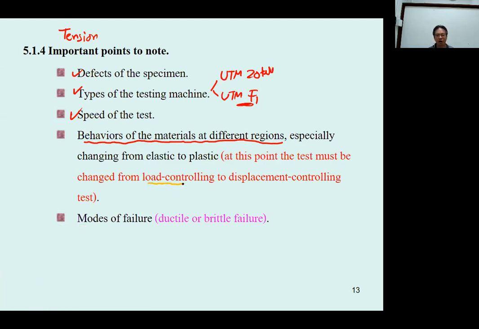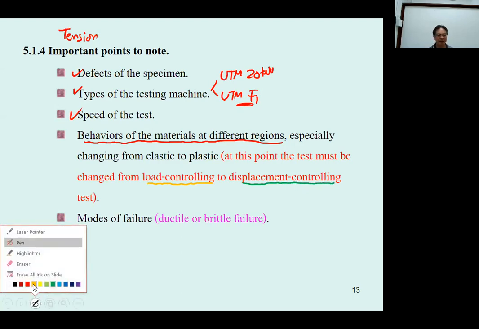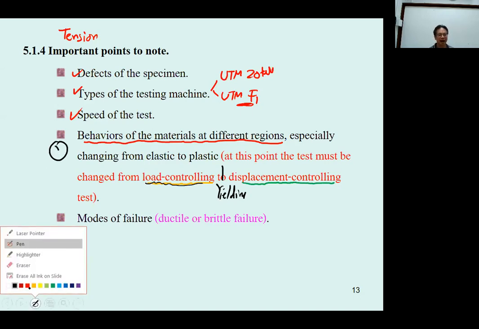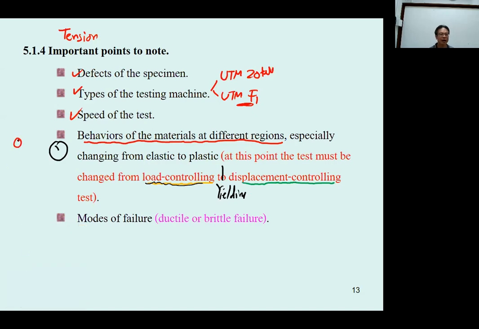One we call the load controlling test. Another one we call the displacement controlling test. The tests must be separated when the specimen has yielding. Why? Because in the load controlling test, your friend applies the load and then asks another friend to read the dial gauge.